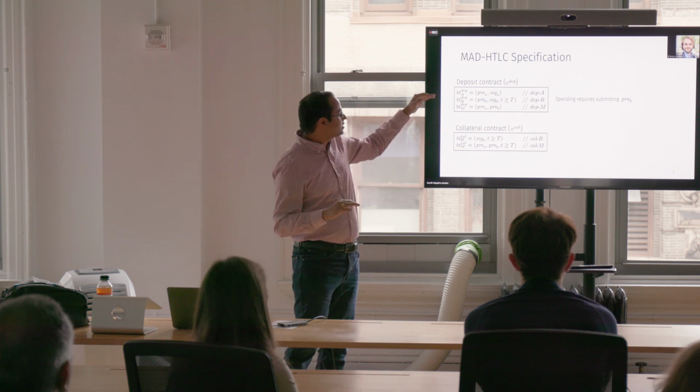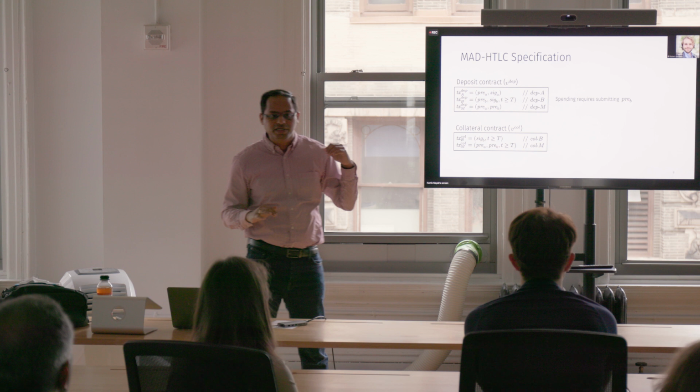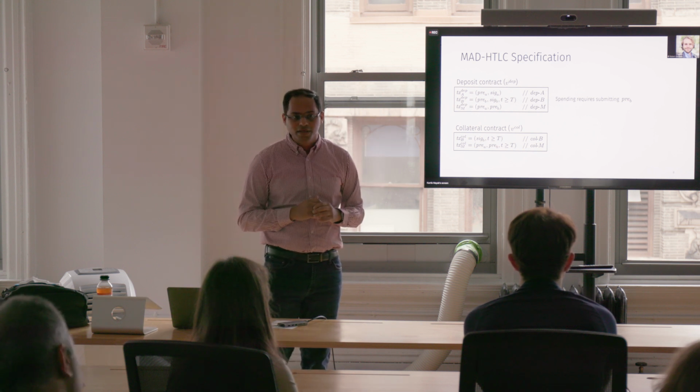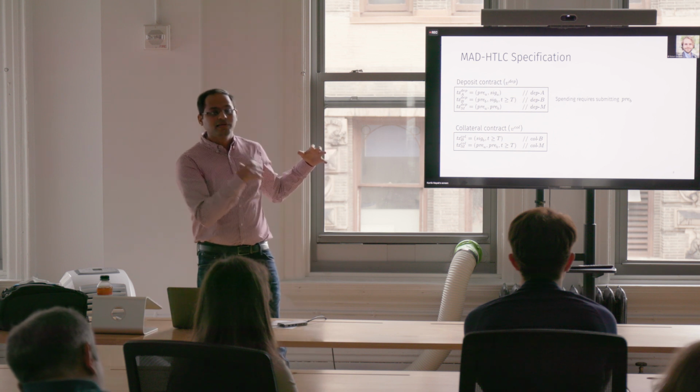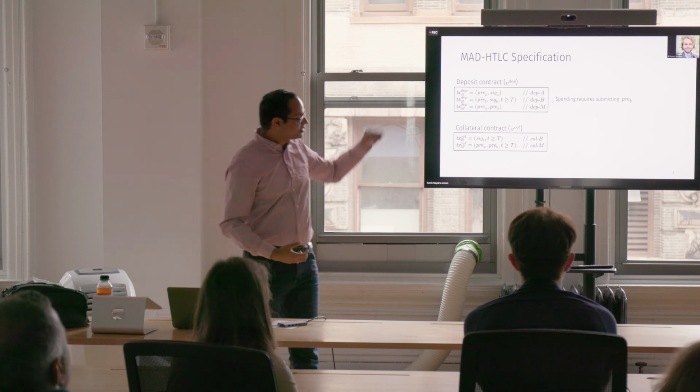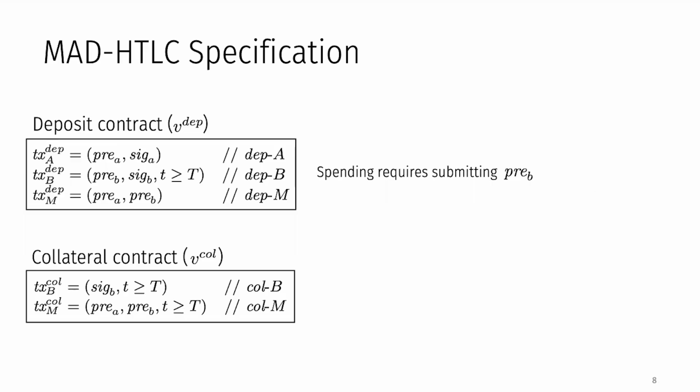So if pre-A is available, Alice would get back her money. If pre-A is not available, Bob would get back his money after time t. But if both of these are available, that is a situation where Bob is attempting to bribe. At that point, they introduce this third path where miners, or for that matter, anyone, can retrieve all of these tokens and confiscate it for themselves. Okay.